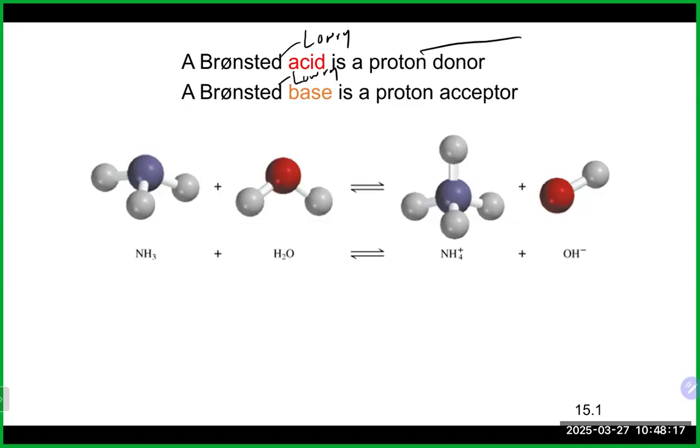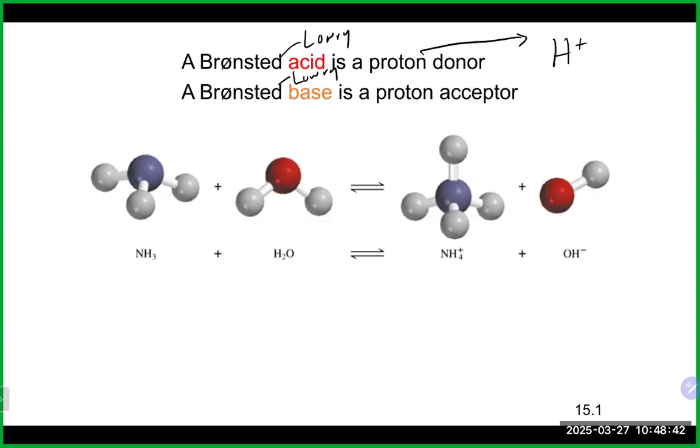A proton is an H plus, and it's also called a proton because hydrogen has one proton and one electron. How many neutrons does hydrogen have? Zero. Yeah, so it has no neutrons. So the only way you become positive is you lose an electron, which leaves hydrogen now with just a proton, which is why it's sometimes called a proton.